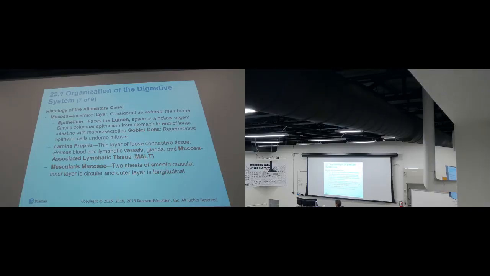Now, for the walls of the gastrointestinal tract. From internal to external, we have different layers. The most internal layer is the mucosa. This mucosa is made out of an epithelium. Most of the epithelium will be simple columnar with goblet cells that secrete mucus. But in the oral cavity and in the esophagus, we have stratified squamous epithelium.